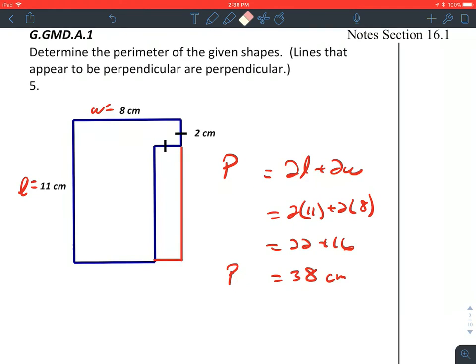I shouldn't call this a rectangle because it isn't. We'll call this the perimeter of the figure. Another way that you could have done it, if you don't want to do it that way, doing some work, you could have figured out that this was 2, since those are the same. It makes this 6. So you could have added 11 plus 8 plus 2 plus 2 plus 6, and you still would have got 38.